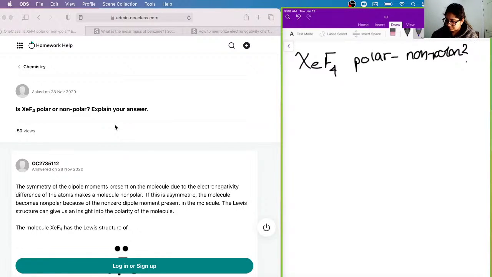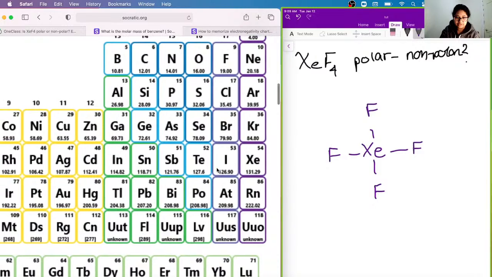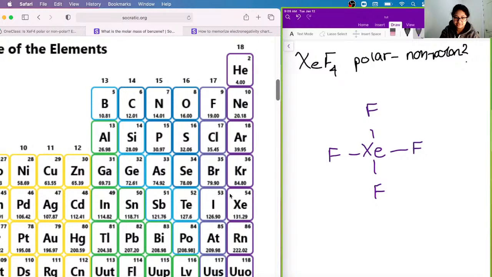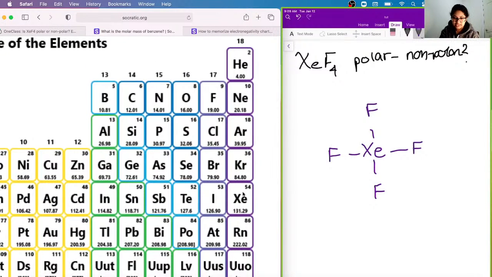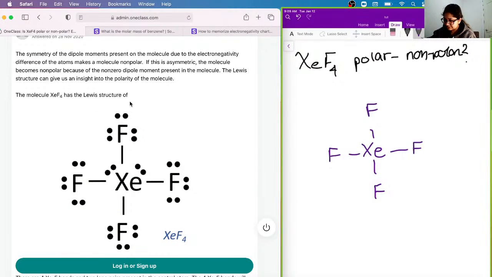The Lewis structure can give us an insight into the polarity of the molecule. The Lewis structure for xenon tetrafluoride has xenon in the center and 4 fluorine atoms. If you look at our periodic table, xenon is down here, and it's a noble gas. It has 54 electrons, and in this case it has 2 lone pairs.